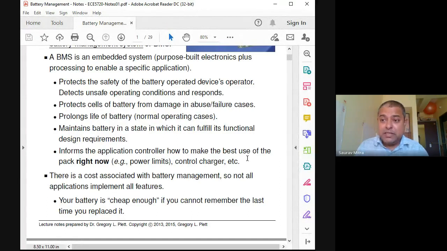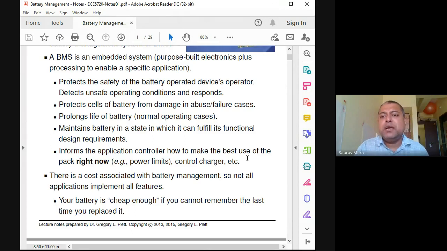Because if a battery blasts, it is not only the battery which is damaged, the car will get damaged, it will cause an accident, and the driver will get hurt. So through BMS, we are first safeguarding the battery, second the car, and third the driver. All these things are put into a safe measure. It detects unsafe operating conditions and responds.